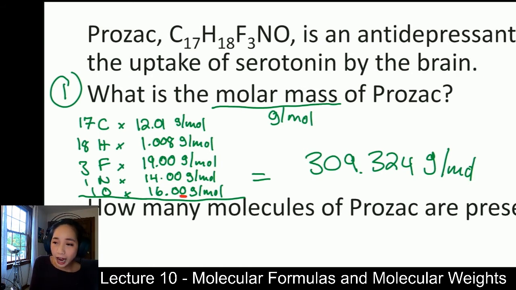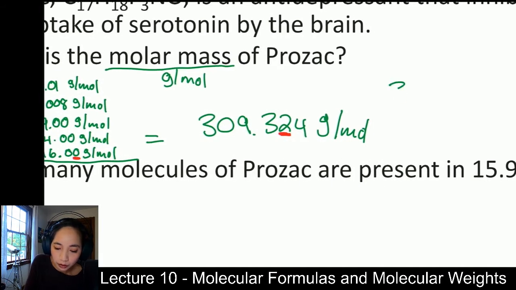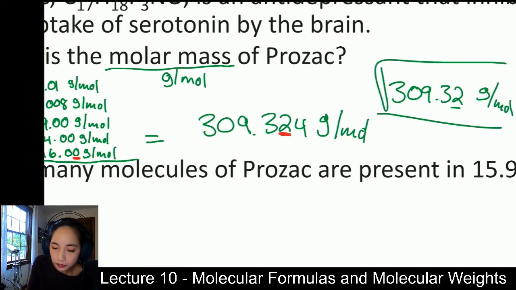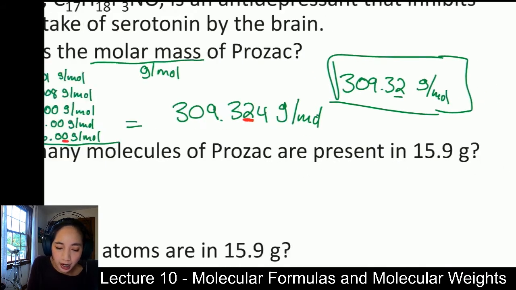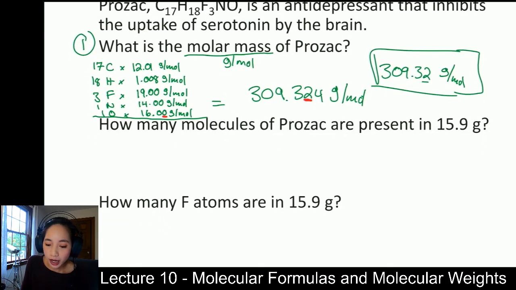This is an addition problem. And so since we're adding here, we're going to round to the hundredths place. So our answer here will be 309.32 grams per mole, because this is addition. So that's the molar mass of Prozac. I got that from just taking inventory of all of the different atoms in the chemical formula and using the periodic table.